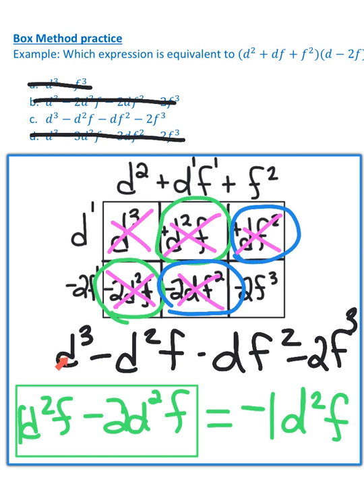D cubed, that matches up. D squared F, that's a negative, and I have a minus D squared F here. Minus DF squared, minus DF squared. And the last one is minus 2F cubed, minus 2F cubed. So it looks like C was my answer.